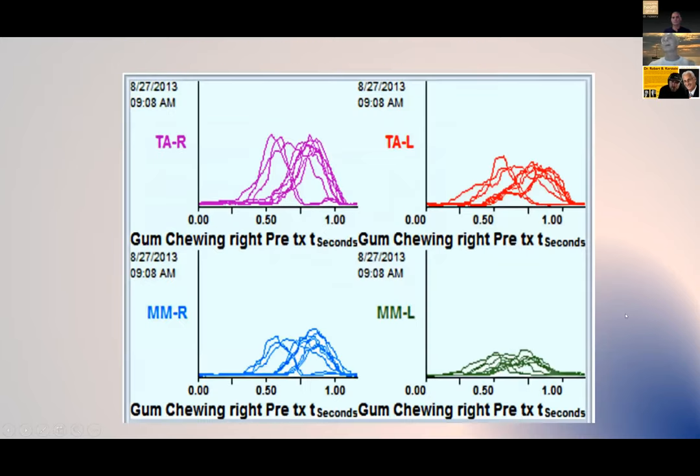Now, this is really fascinating. This was one person, that same person. This was all his 20 chews to the right, every muscle contraction cycle. So you look at this is the right temporalis. There were some that were early. There were some that were in the middle of the chewing stroke. There were some that were in the end of the chewing stroke. And you see that same thing in all four of these muscles.